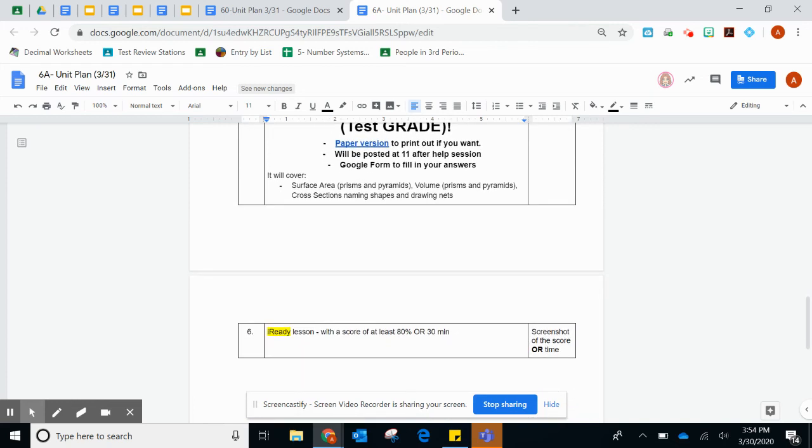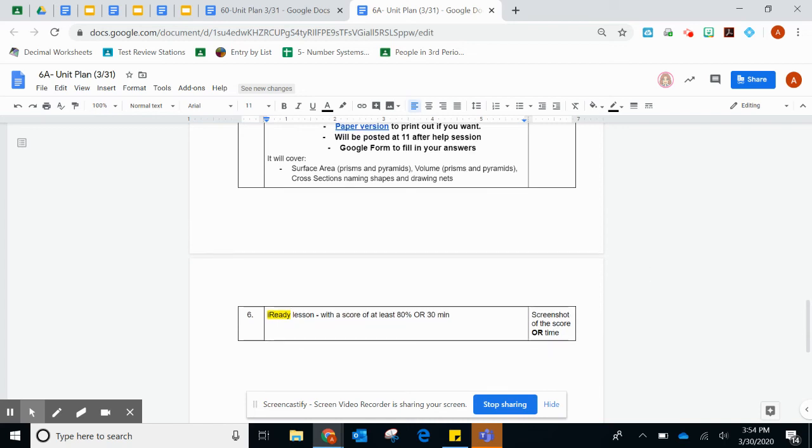Remember, the summative assessment is going to cover your surface area, volume, cross sections, naming shapes, drawing nets, all of that stuff. Okay, and then finally, the last thing we still have to do is our iReady. So remember, you're getting at least an 80% to pass one lesson, or your 30 minutes, whichever one comes first is all you need to do.